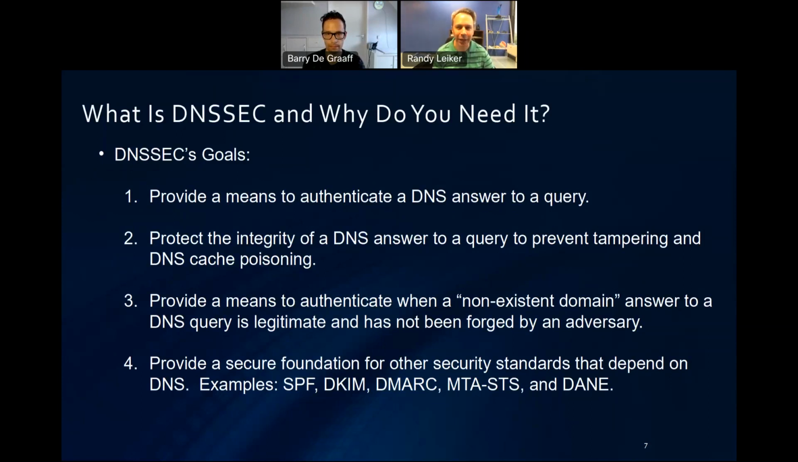At first glance, this may seem like an odd thing that needs to be secured, but what it actually accomplishes is it prevents an adversary from creating new subdomains without a domain name owner's knowledge. And in a later slide, we will look at an example of what this means. And finally, a fourth goal of DNSSEC is to build a secure foundation upon which other security standards that depend on DNS can be used. As mentioned in an earlier slide, if an adversary can tamper with the DNS answers for your domain name, then they can readily neutralize and invalidate the security provided from other standards, again, like SPF, DKIM, DMARC, MTA-STS, and DANE.